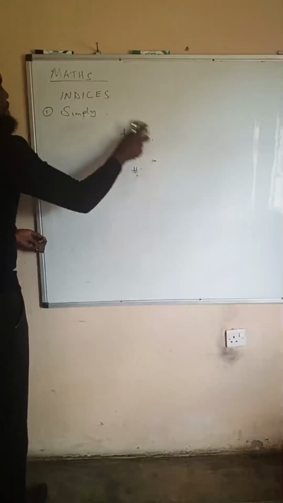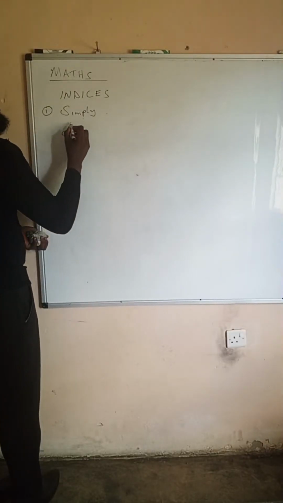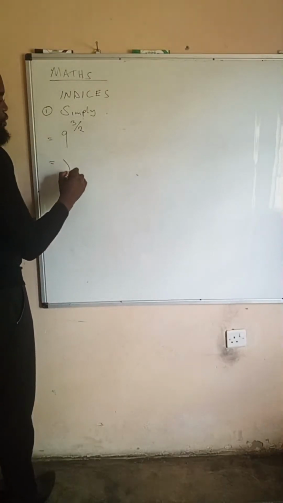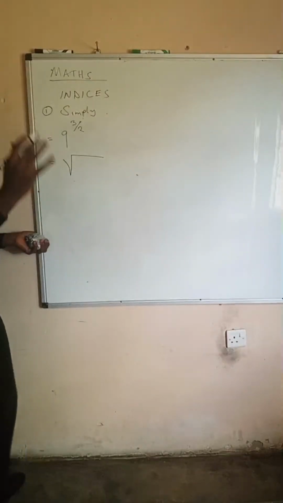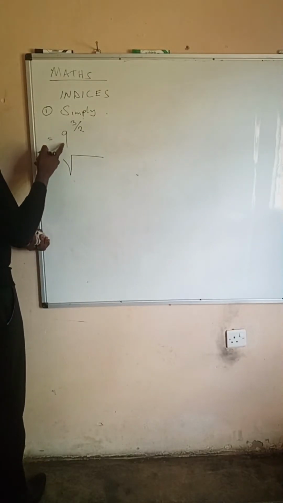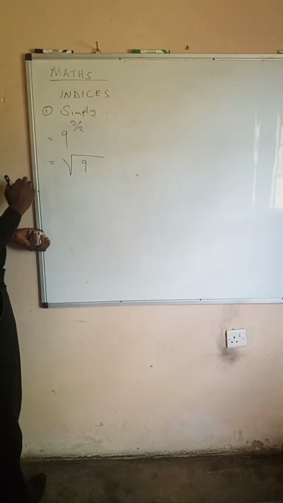Okay, let's look at example 2. For example, they give you 9 to the power 3 over 2. What's the first step which I said? Put a square root. What's the first step? Put a square root. The number down here, you put it inside the square root.